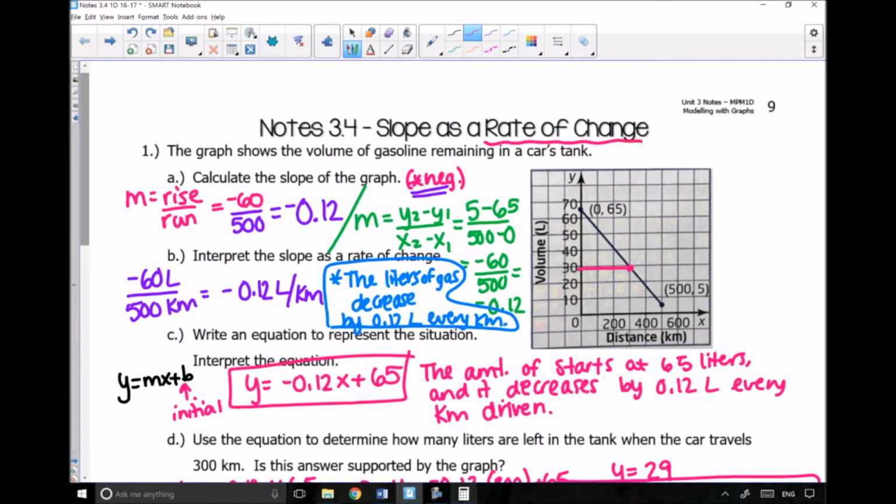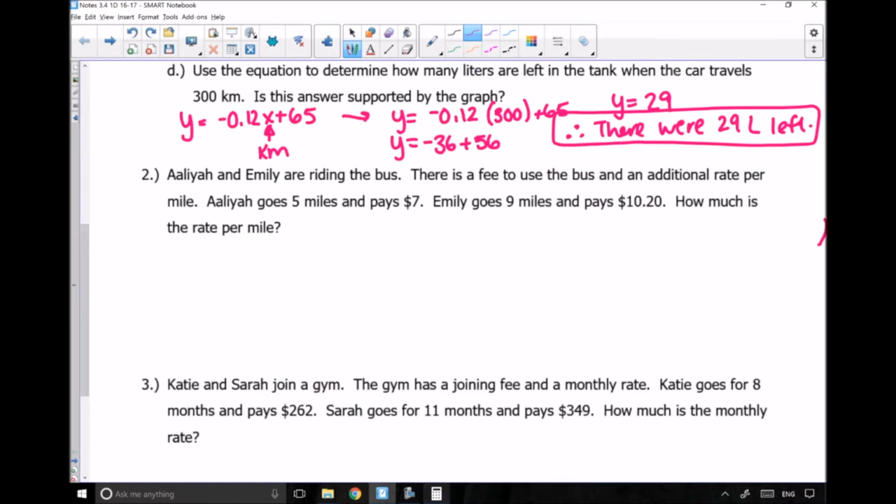So basically the biggest piece of information here is to find the slope as a rate of change, it just needs to have units. So here our slope was negative 0.12, but our rate of change is negative 0.12 liters per kilometer. So this is our rate of change. This is our slope. It's the same idea, except the slope doesn't need units and the rate of change does. Okay? Number 2, it says Aaliyah and Emily are riding the bus.